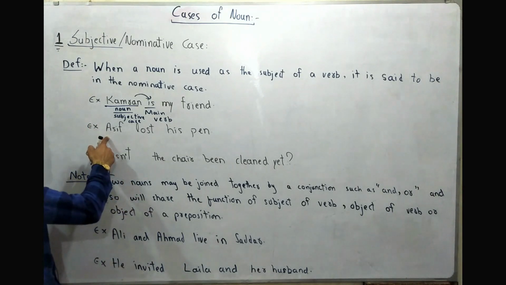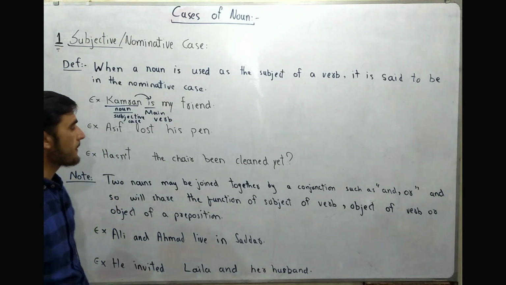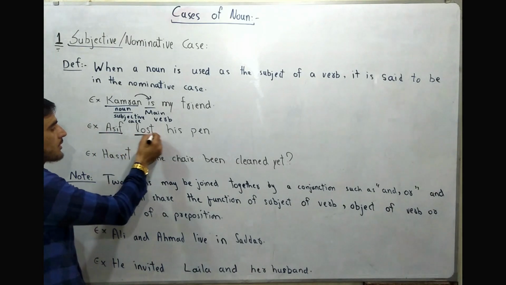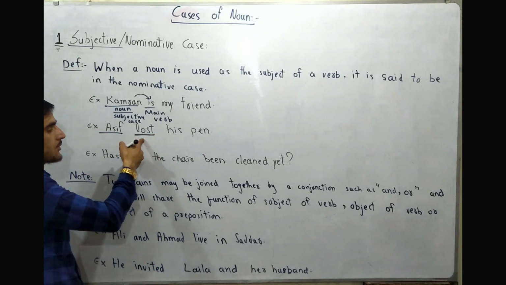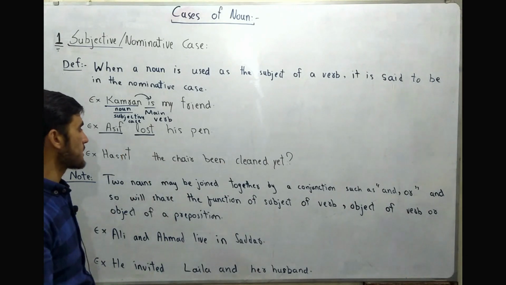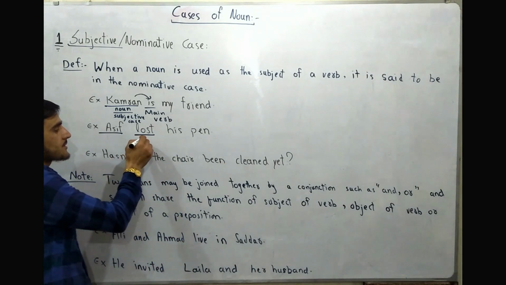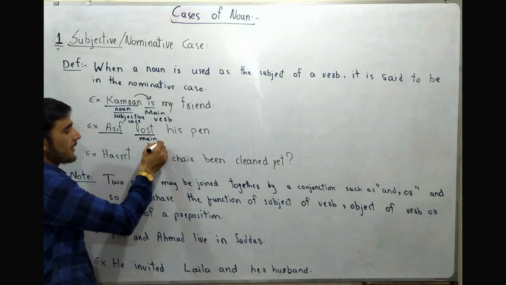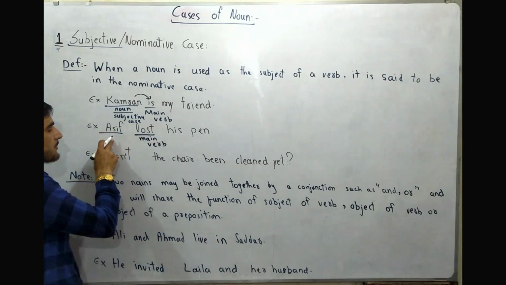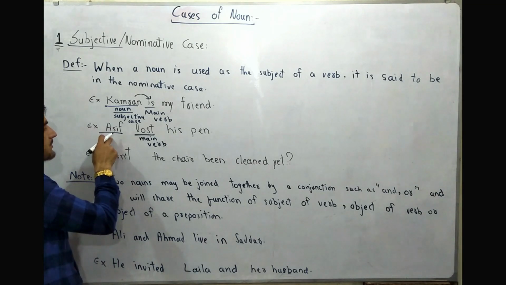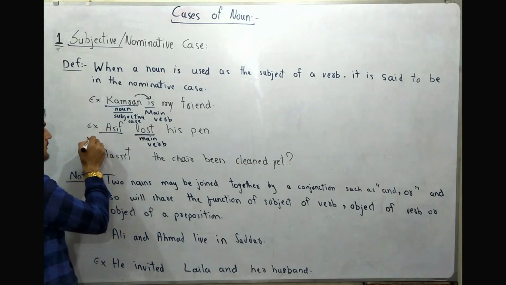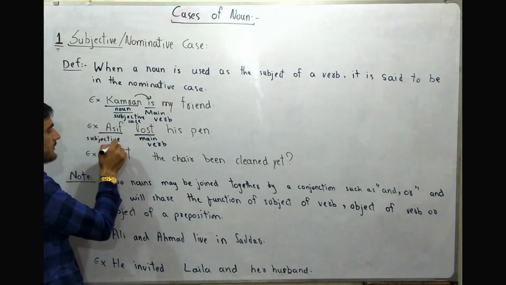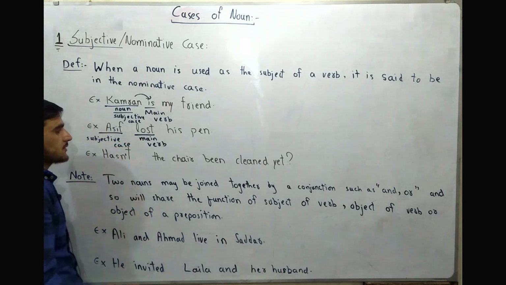A second example is given here: Asif lost his pen. Asif is a noun, a proper noun used before the main verb. It's simple past tense, lost. The second form of lose is used, so lost is the second form of the verb. Normally you can say it's the main verb. And Asif, a proper noun, is used in place of the subject, so you can call it subjective or nominative case, right?